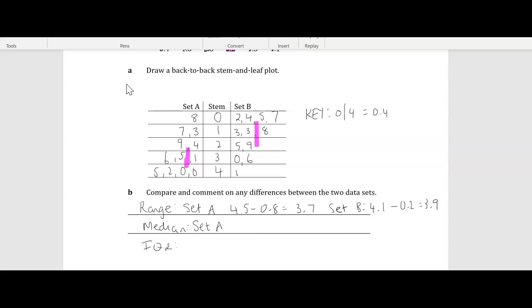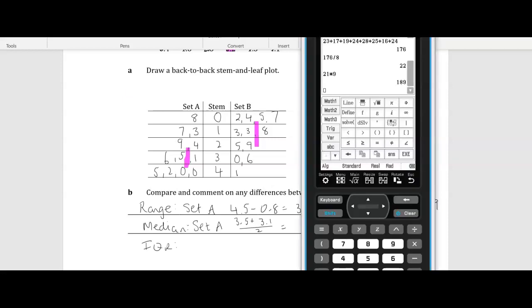now it's no clear value, so I can just say, all right, it's halfway between 3.5 and 3.1, so we divide that by 2. I'll do that on the calculator in a sec. And then set B, halfway between 1.8 and 1.3, so we actually need to add them together, 1.8 and 1.3. All right, so let's do that on the calculator.